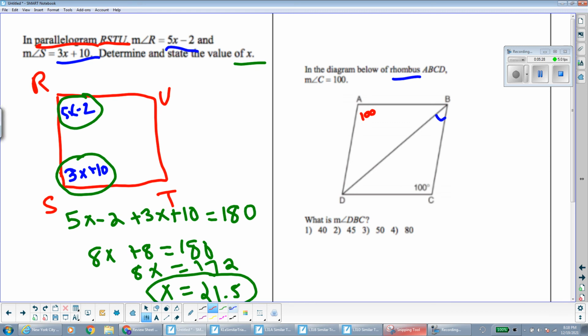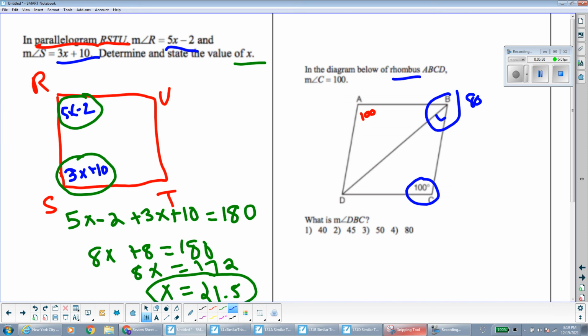So I know that this angle and the one right next to it together should make 180 degrees. So if this angle, angle C, is 100 degrees, then the whole angle B should be 80 degrees to make 180, since consecutive angles are supplementary in a parallelogram.